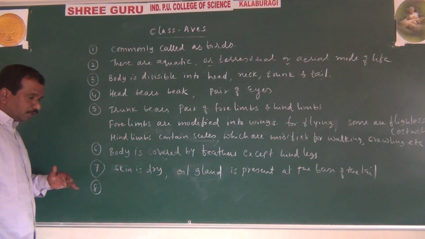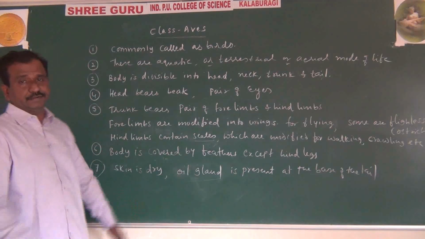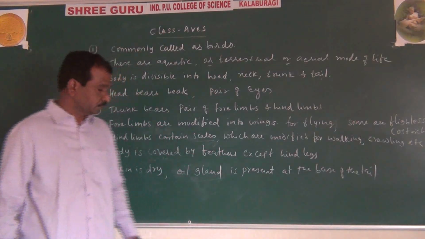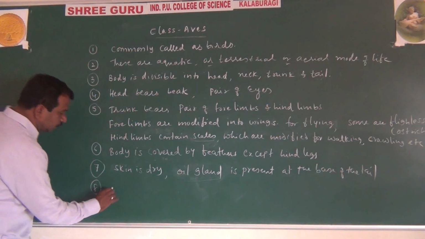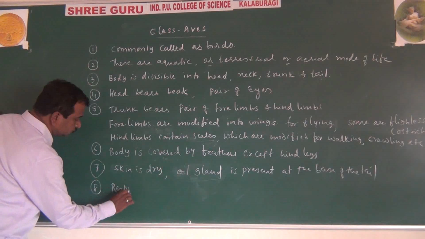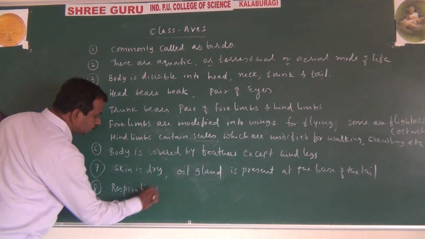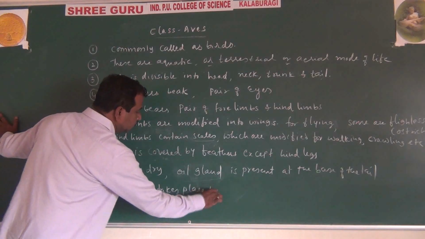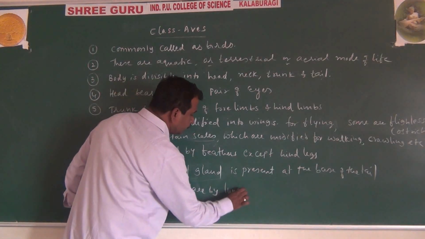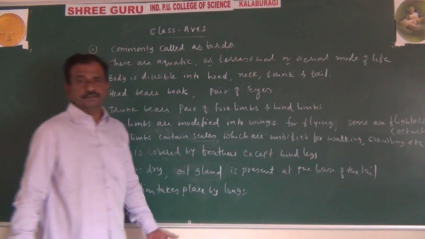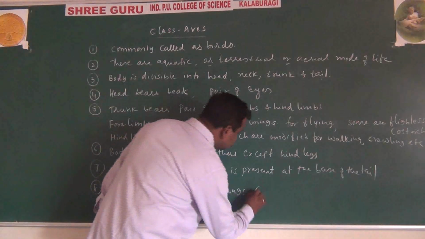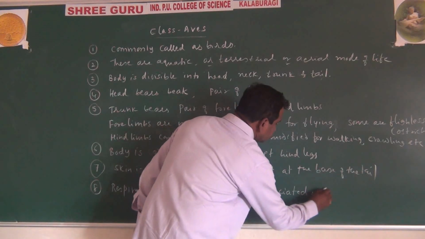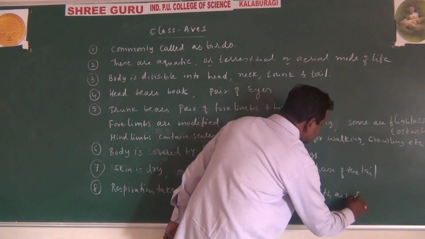Next, the external characters are finished and now we are moving towards the internal characters. What are the internal characters? Respiration. Respiration takes place by lungs associated with air sacs.